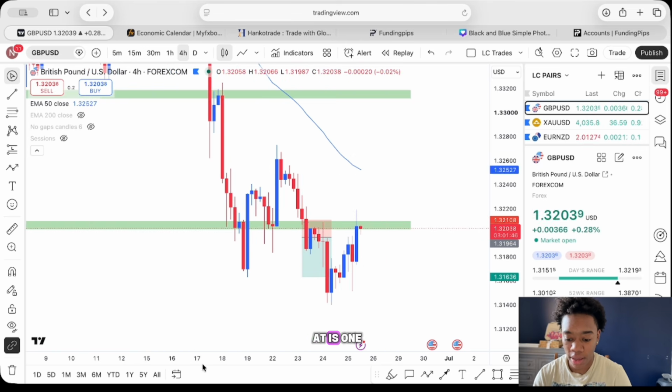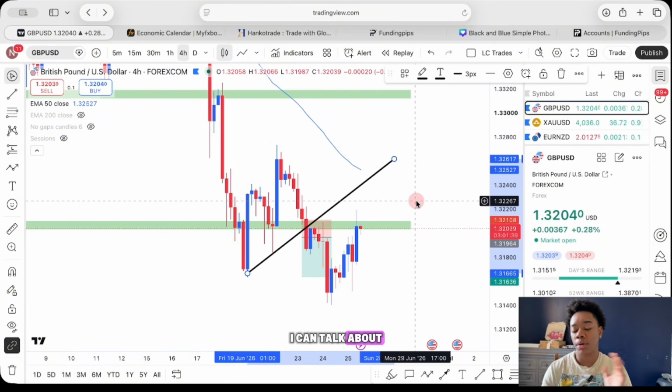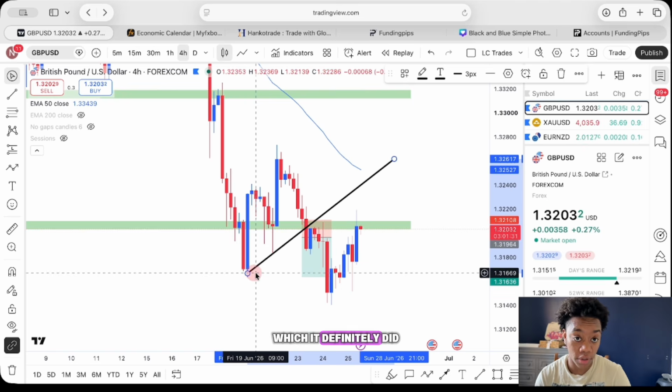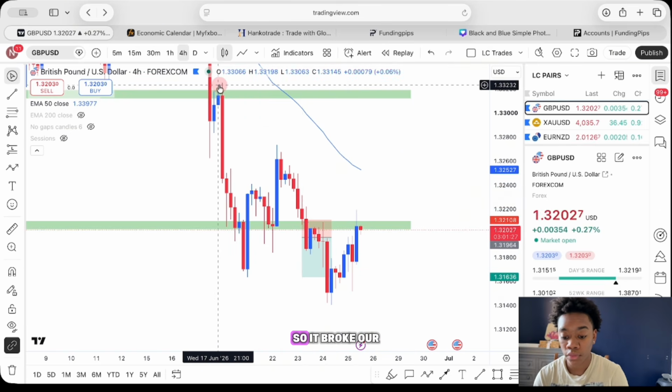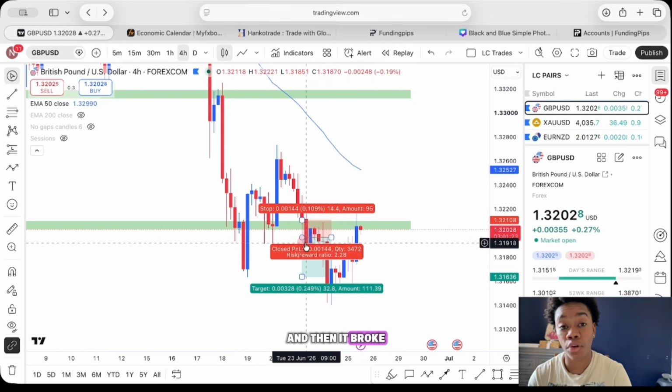Now, what I looked at is, one, I had a trend line here. So that's one. I had this trend line here. Now, trend lines, I can talk about that in a different video. But trend lines are important to me because once it breaks that trend line, I know that it's going to go to where the trend line started, which it definitely did. But again, different video. We're here for ICC. So it broke our swing low. First, it gave us an indication, and then it broke our swing low.